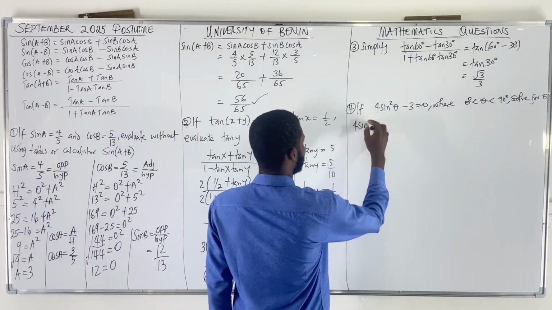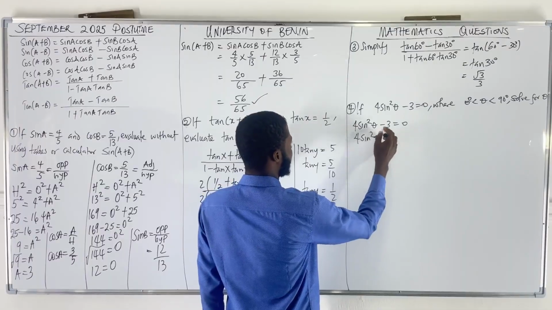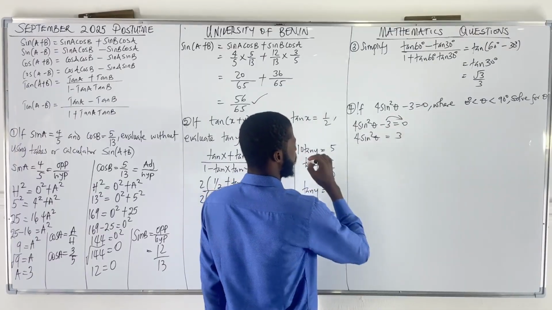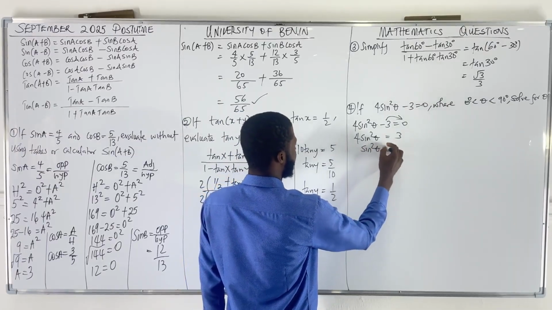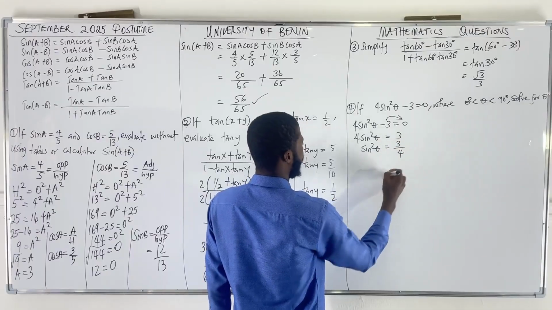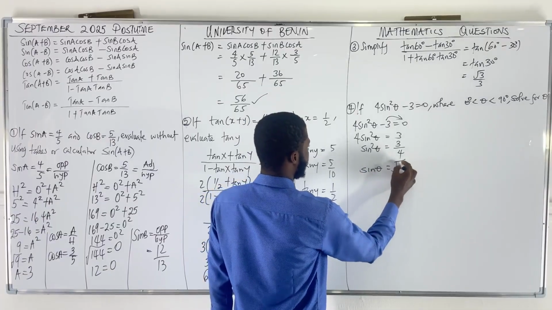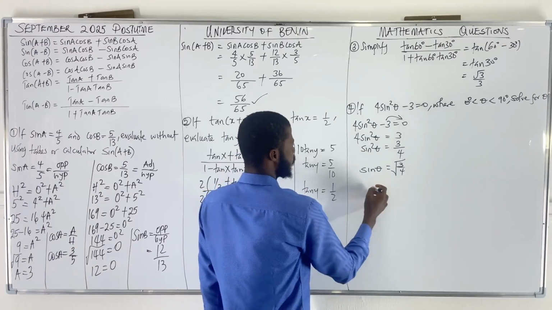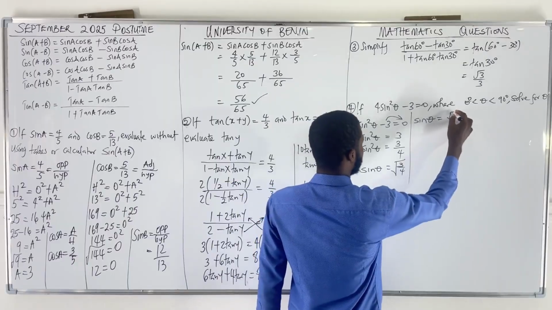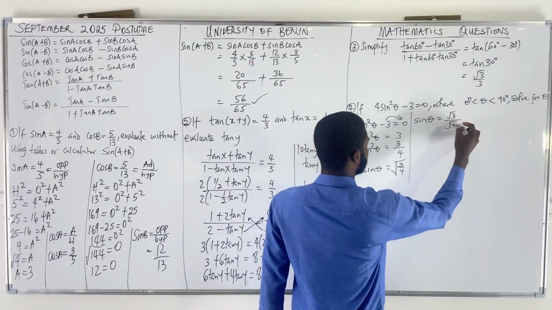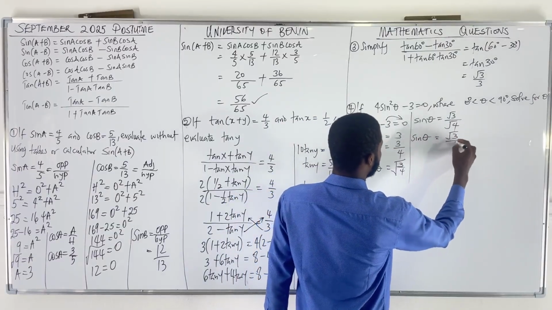So this is 4 sine squared theta minus 3 equal to 0. So this will be 4 sine squared theta; if this minus 3 goes over, it's going to become plus 3. Now, the next thing is to divide by 4. So I'll say sine squared theta is equal to 3 all over 4. Then to remove this square, I'm going to take the square root. So this will be sine theta equal to the square root of 3 over 4. So this will become sine theta equals square root of 3 divided by square root of 4. I can separate the square root. So this is sine theta equal to root 3 all over 2.